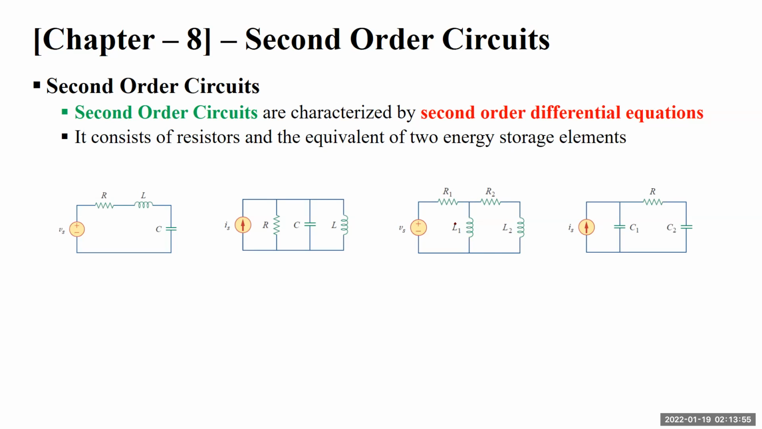We have two storage elements here, because these are two inductors. Similarly, here we again have two storage elements, one capacitor and a second capacitor, connected with a resistor, and there is a current source supplying. So these all are examples of second order circuits.